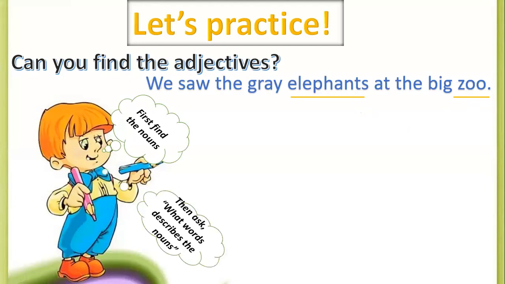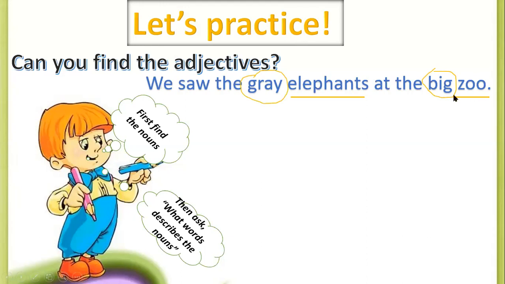Now what do we have to do? Now we have to ask which words describe the nouns. For example, elephant, yeah? The word gray is describing elephant. What kind of elephant? Gray. Zoo. Which zoo? What kind of zoo? Big zoo. So gray is an adjective. Big is also another adjective because they are describing those two nouns.